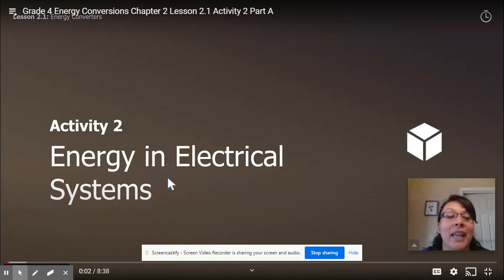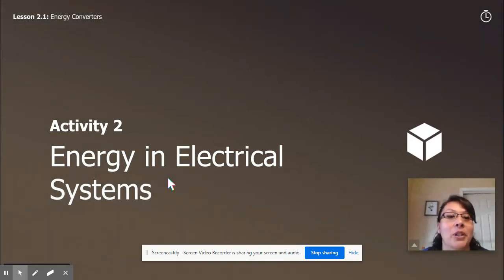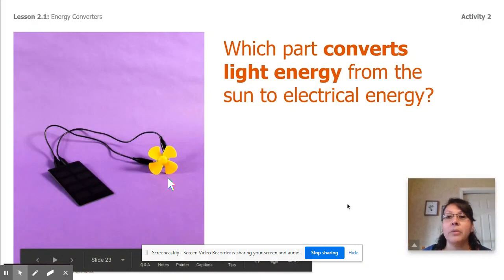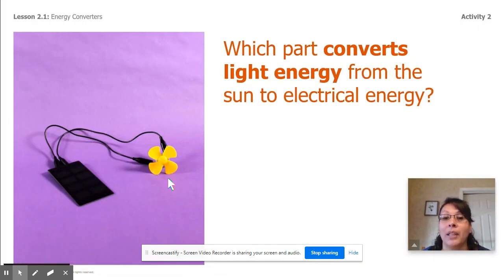Welcome back. We're in Energy Conversions, Chapter 2, Lesson 1. We're in Activity 2. You're with Miss Sandoval, and we're learning energy and electrical systems today. So in Chapter 1, you either watched or you built a simple electrical machine, right? A system being built. Which part, of all of these parts here to the left, converts light energy from the sun to electric energy?